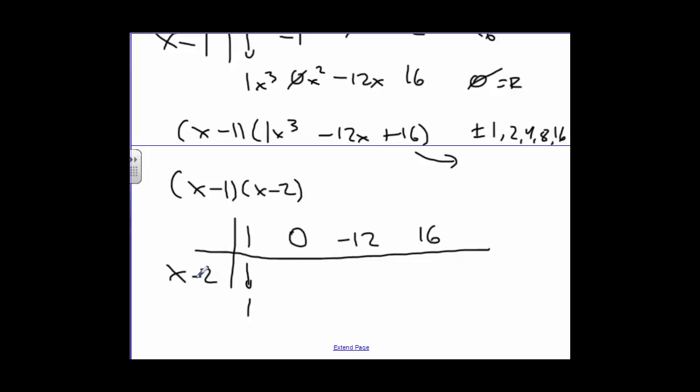So I bring down the 1. Minus 2 times 1 is minus 2. Subtract makes it 2. Multiply gives it minus 4. Subtracting. Oh, did I make a mistake? Pull down the 1. Minus 2 times 1 is minus 2. Subtract. 0 subtract minus 2. Yeah, it's 2. Minus 2 times 2 is minus 4.